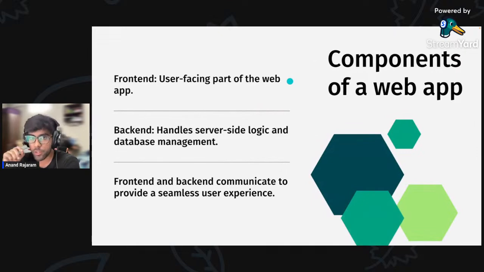And now let's talk about the main components of a web app. A web app is usually comprised of three main things: the front end, the back end, as well as the database. Now, the front end is what you as users see on the website, it is the thing which you interact with. And that is the main part we'll be tackling in today's session. And the backend handles the server side logic and the database management. So all your user data, what the backend actually does, all that will be handled in an upcoming session. So stay tuned for that. And the front end and backend communicate to provide a seamless user experience.